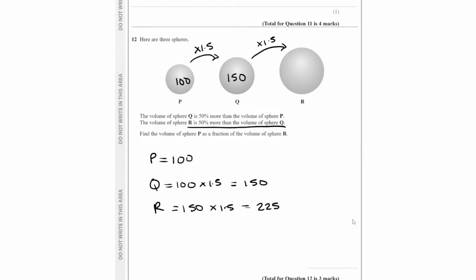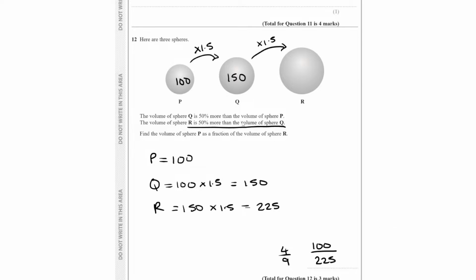So then they want it as a fraction, so you just put it in the order that they've said. So P is the numerator, R is the denominator. Now you can simplify it if you want, you don't have to, they haven't said that. So they will accept 100 over 225. If you did simplify it, the most simplified is 4 over 9, but you don't have to do that.